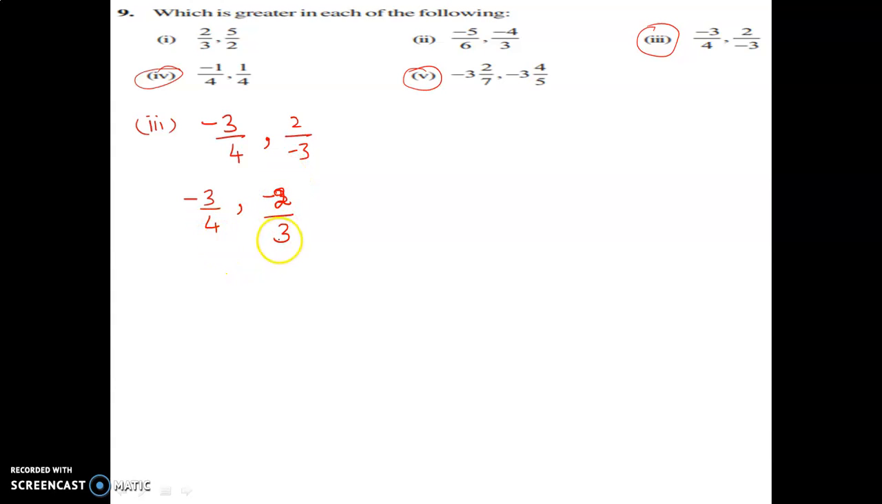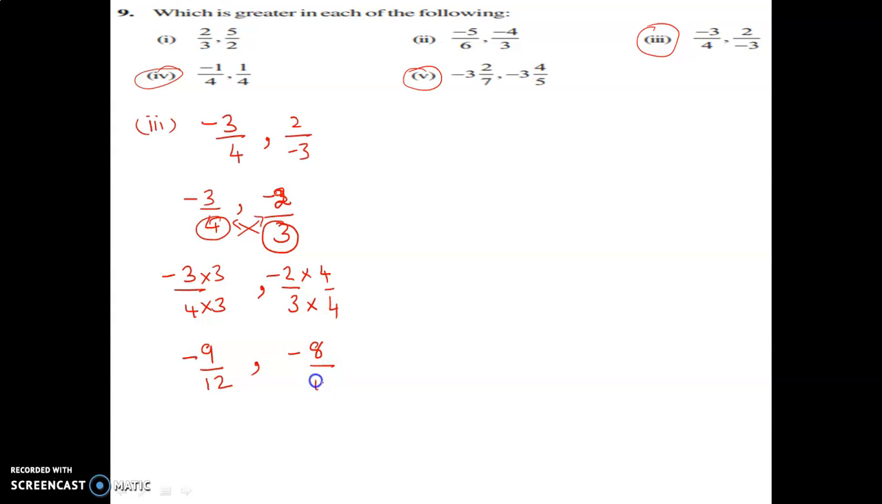Now these two denominators have no common factors. So, I will write minus 3 by 4 into 3 by 3. I have considered this 3 and multiplied it with this fraction. Comma, minus 2 by 3 into, I should multiply by what now? Yes, it is 4 by 4. So, if I multiply, I get minus 9 by 12. Here I will get minus 8 by 12.